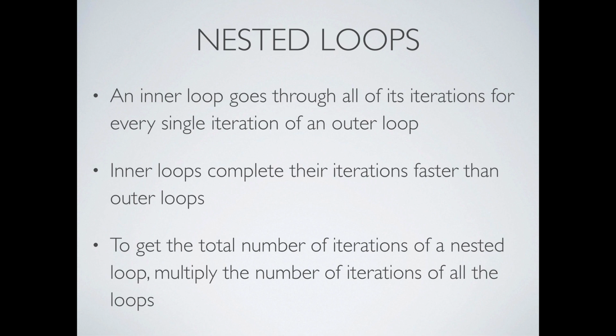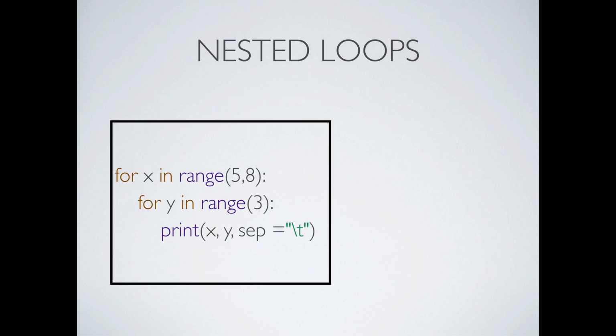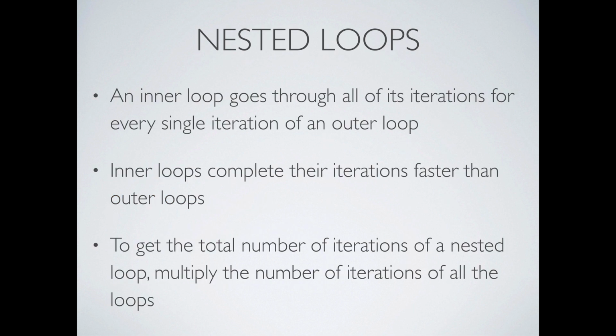So, nested loops. In the previous example, you saw that there was an outer loop. This first one here is what I would call the outer loop, the for x in range 5, 8. And then the inner loop, the one inside, is the for y in range 3. So the inner loop has to go through every single iteration for every single iteration of the outer loop, right? And we saw that. For every value that we had for the outer loop, we had to do a complete loop for the inner loop.